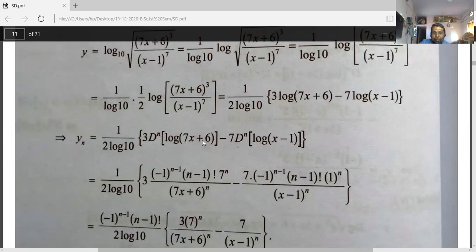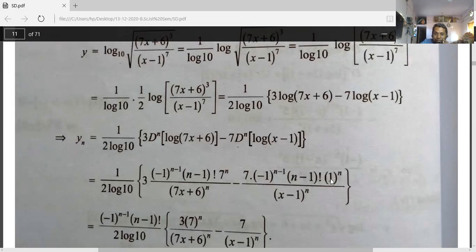Again, log ax plus b, how can you write it? Minus 1 to the power n minus 1 into n minus 1 factorial into a to the power n by x plus b to the power n. Here ax plus b means 7x plus 6 to the power n, and a is equal to how much? By comparing, a is equal to 7, so you add 7 to the power n. Here also you add the same format. Here a is equal to 1, b is equal to minus 1, so you write x minus 1 to the power n here.